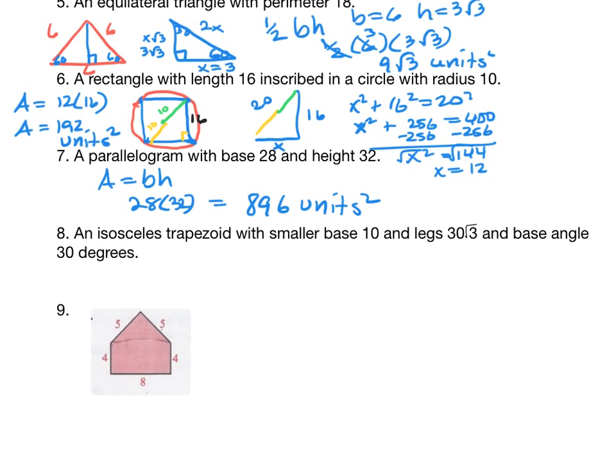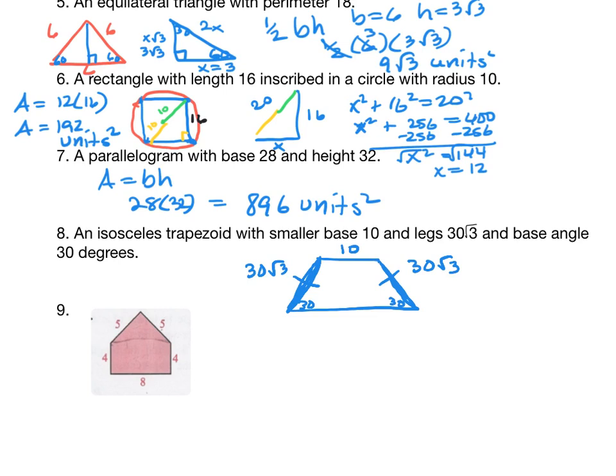Number 8, an isosceles trapezoid. So let me go ahead and draw one. Because it's isosceles, these two legs are the same. My smaller base is 10. Each of the legs are 30 square root 3. It told me that the base angles here are 30.